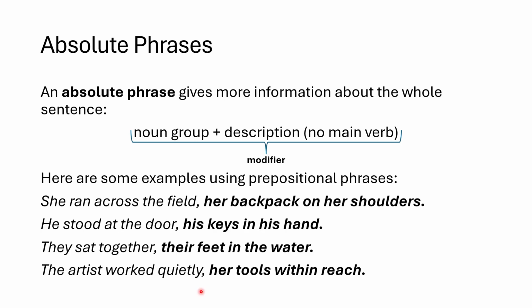Here are some examples using prepositional phrases. She ran across the field, her backpack on her shoulders. He stood at the door, his keys in his hand. They sat together, their feet in the water. The artist worked quietly, her tools within reach. In some absolute phrases, like these prepositional phrases, there is no verb at all. Just the noun and the description is all that is needed for the meaning to be understood.